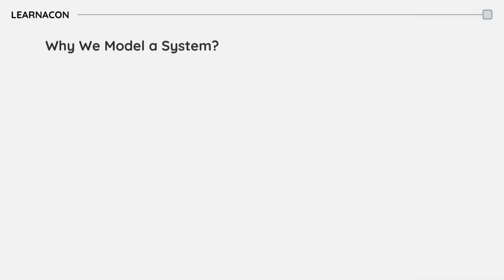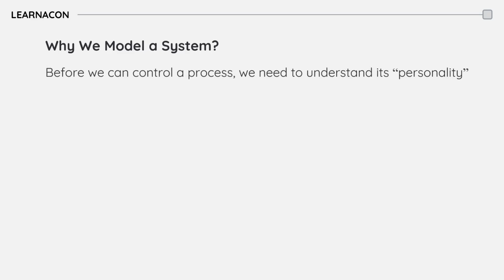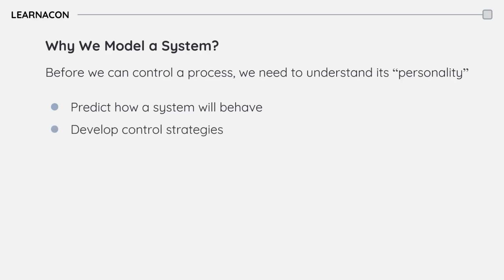Before we can control the process, we need to understand its personality, or basically how it responds when conditions change. A process model is simply a mathematical representation of that behavior. We use models because they allow us to predict how a system will behave before anything is built, develop and test control strategies safely and inexpensively through simulation, and determine the most effective PID tuning parameters for the real system. To make it easier to understand, let's start with an example.